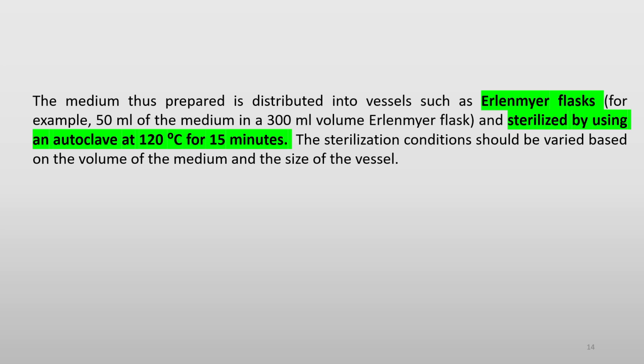The medium thus prepared is distributed into vessels such as Erlenmeyer flasks, for example 50 ml of medium in a 300 ml volume Erlenmeyer flask. Erlenmeyer flasks are available in different volumes and are sterilized using an autoclave at 120 degrees centigrade for 15 minutes. The sterilization condition should be varied based on the volume of the medium and the size of the vessel.